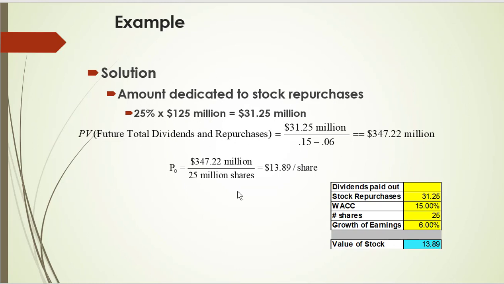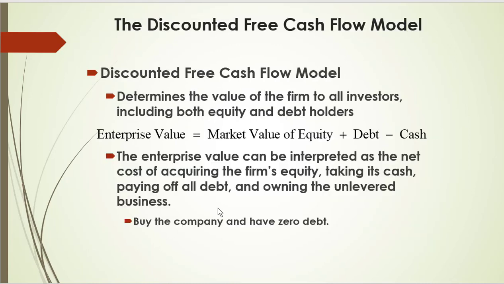Again, plugging in the information that they provide us, we know that the stock repurchases are going to be 31.25 million. Of course, there's no dividends paid out, right? So we don't have that number. The weighted average cost of capital is 15%. Number of shares they have is 25 million. Growth rate of 6%. So this company would have a value of roughly $13.89. Again, there's a lot of different tools, a lot of different ways that we can use to look at things.